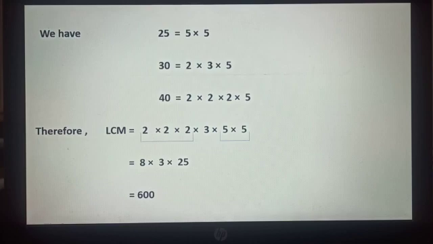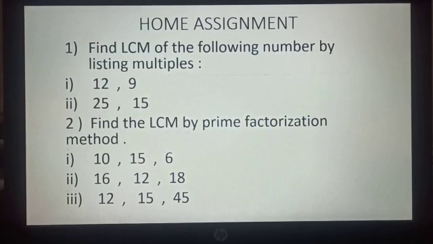Students, we will discuss the third method, that is common division method, in our next video. Now moving towards home assignment.